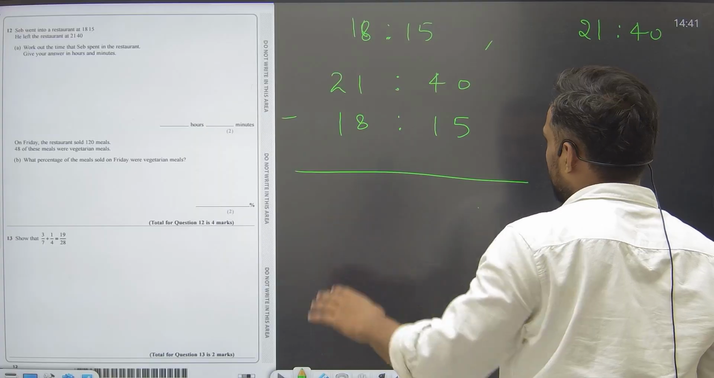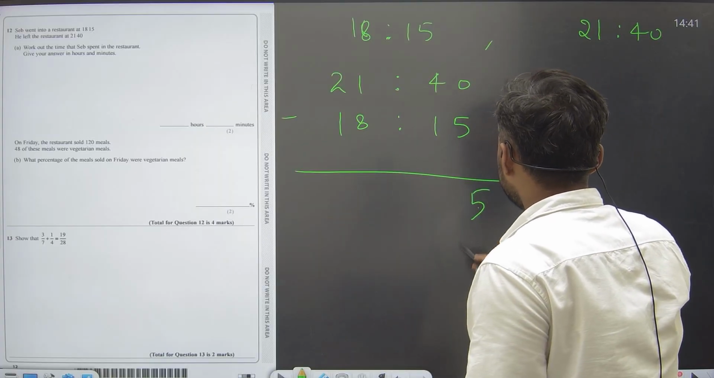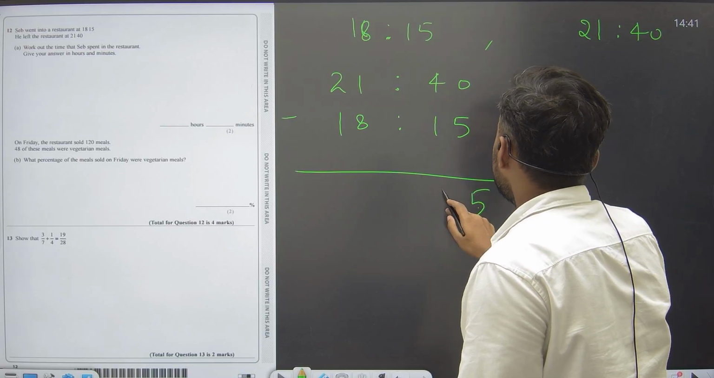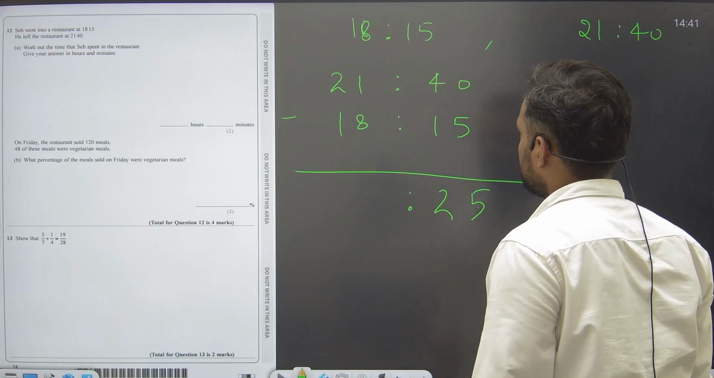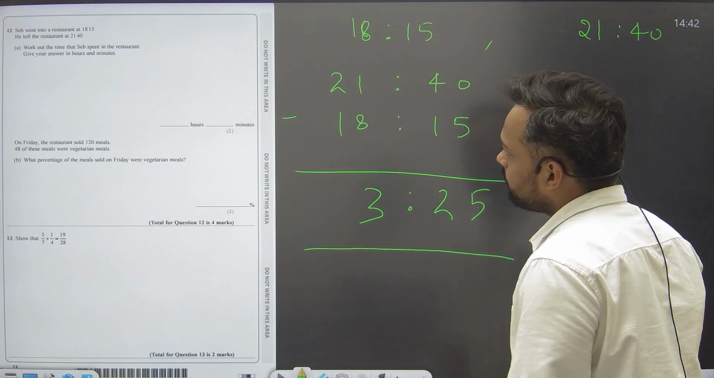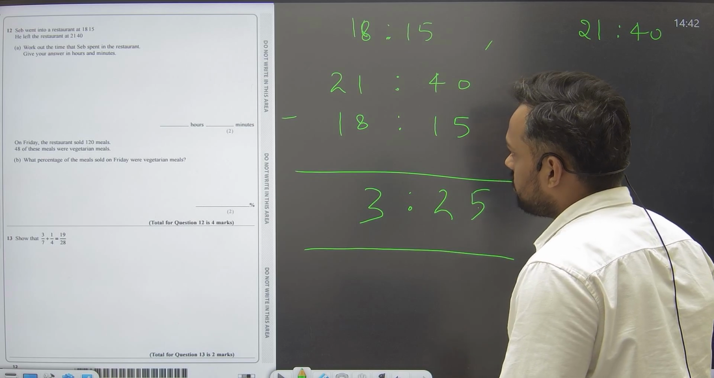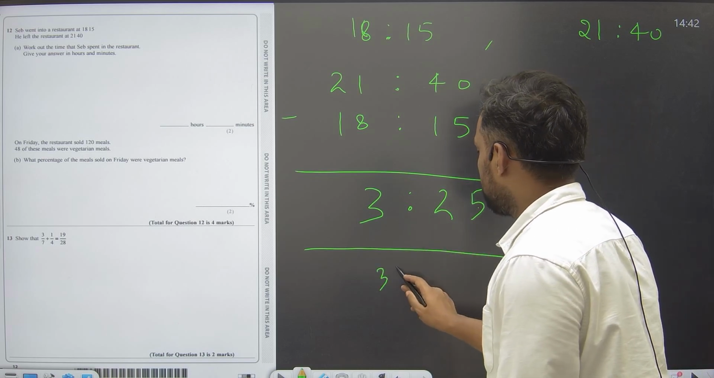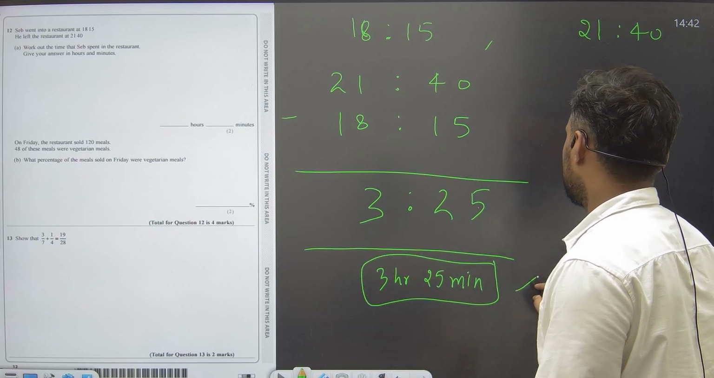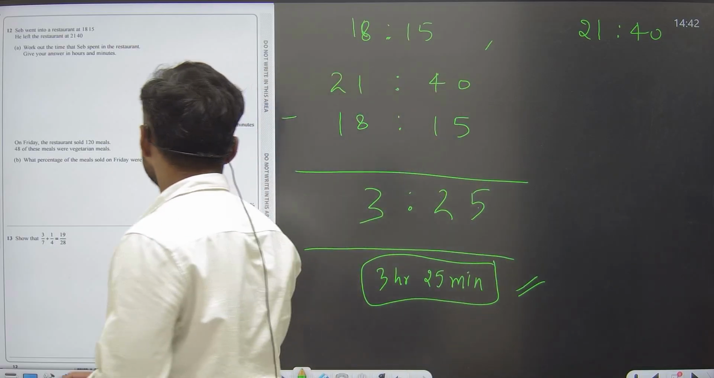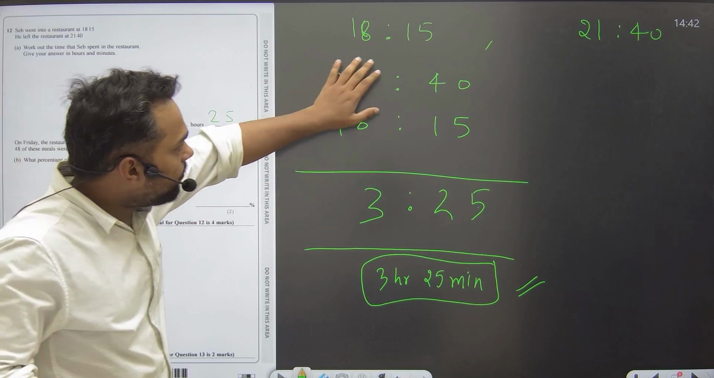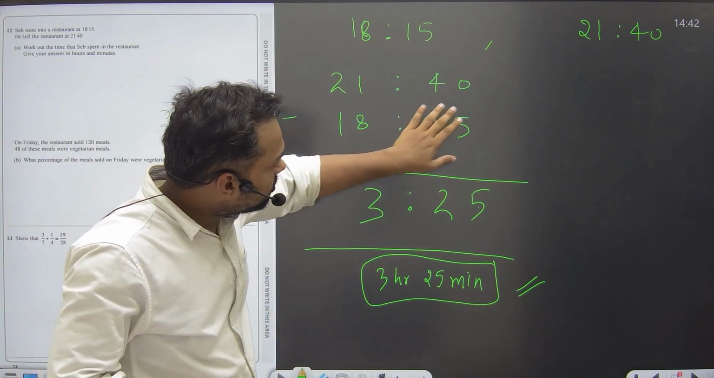We are subtracting the time, students. So you will get 5 here, 10 minus 5 will be 5, 3, 1. So we'll get 25 and 3. This is the time which Seb spent in the restaurant. 3 hours and 25 minutes. We have just subtracted the values, student, the time Seb left and the time when Seb entered the restaurant.